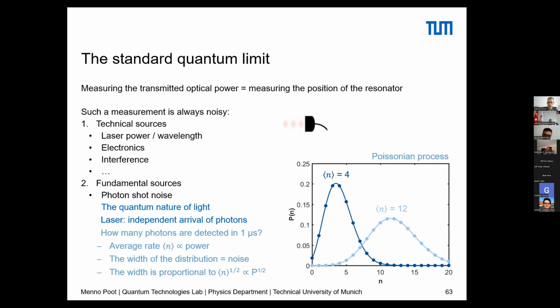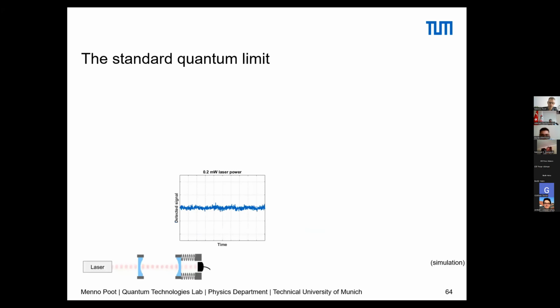So now what we can do is we can think back about our experiments and try to measure the motion of this mechanical resonator oscillating back and forth in time. And then when we would simulate what such a measurement could look like, it could look something like this. And I don't know if you see any mechanical motion in here. Well, I don't. I only see noise in this case.